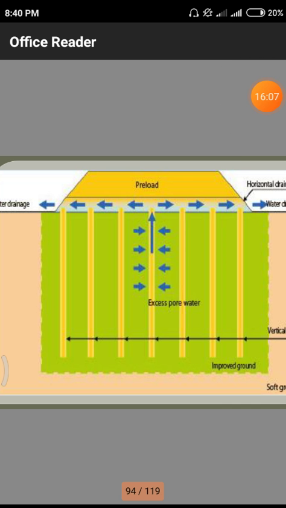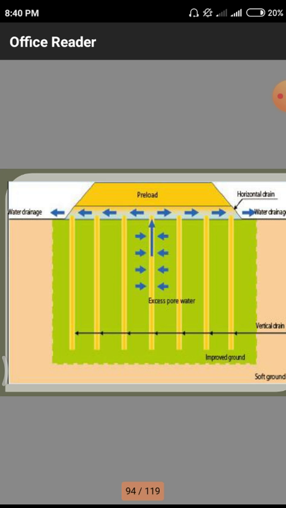In this diagram we have a huge amount of preload. That means in the soil we have a huge amount of gaps, and all those are vertical drains. Vertical drain means they are perpendicular to the soil level. The water in the soil itself is drained by using these vertical drains. Above the vertical drains we apply some amount of preload, shown with the help of this yellow color.